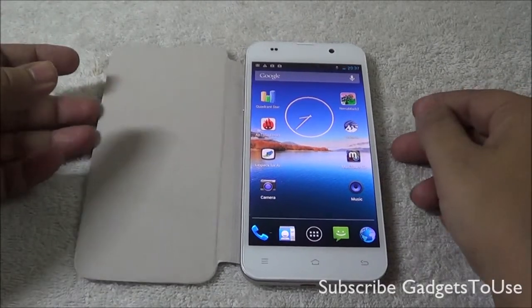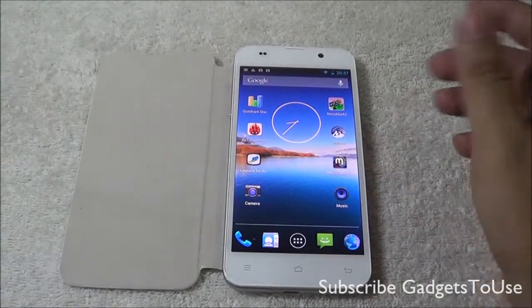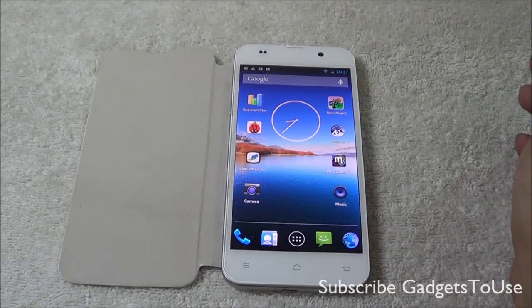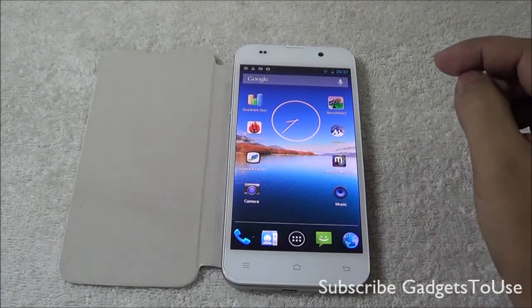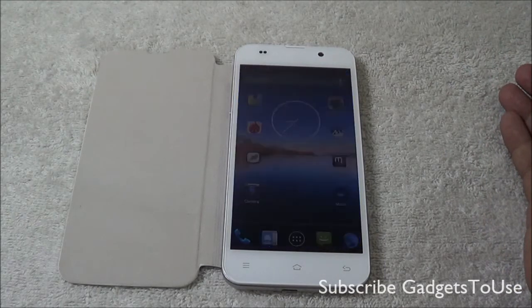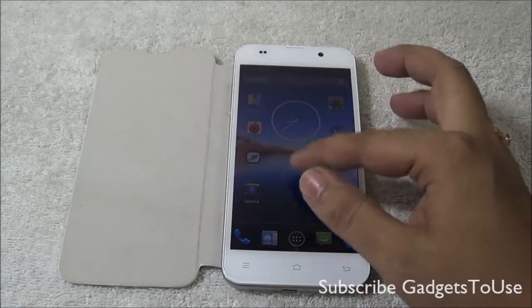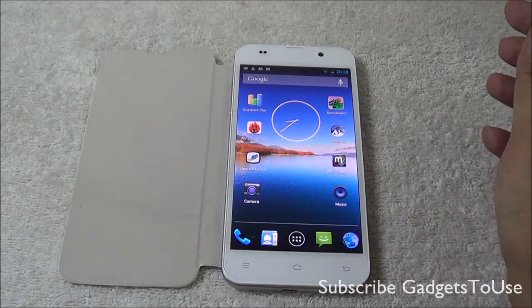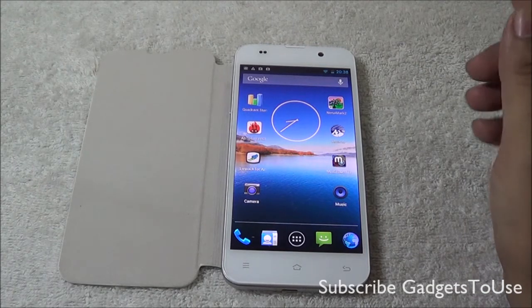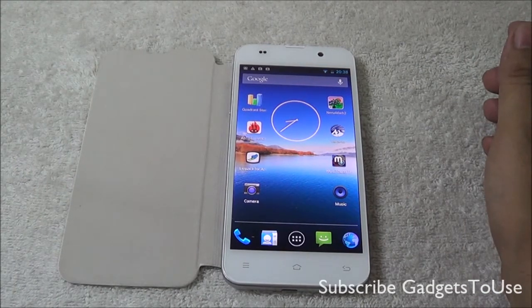We have the Zopo 980 with us, and this is an exclusive hands-on of the Zopo 980 with the MediaTek 6589 Turbo chipset. So this device has a turbo chipset. I'll tell you about the differences between a turbo MediaTek processor and a normal 6589 processor. The normal 6589 processor runs at a frequency of 1.2 GHz, whereas the turbo one runs at 1.5 GHz. Other things about the processor, including the cache memory, remain the same.